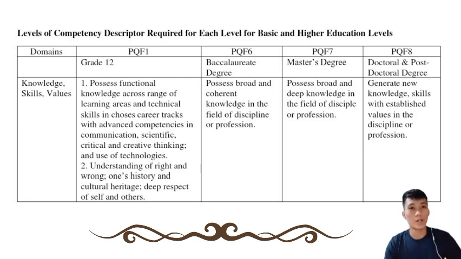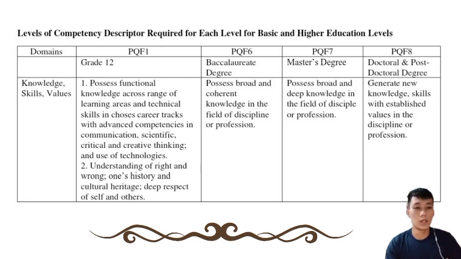So in basic education, it is expected that an individual learn the what we call values and functional knowledge, which are the communication skills, creative thinking and critical thinking, and etc., in which we can apply across different learning areas. And in baccalaureate degree, you should possess broad and coherent knowledge in the field of discipline or profession. So meaning you have a deeper understanding in your degree or your chosen career.